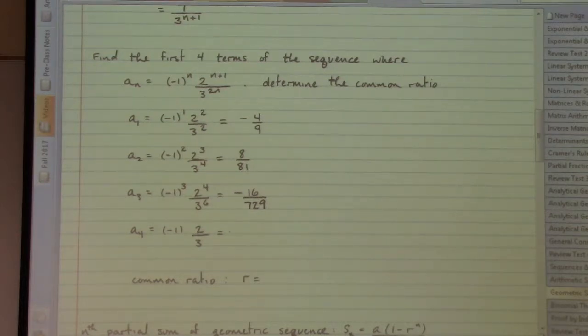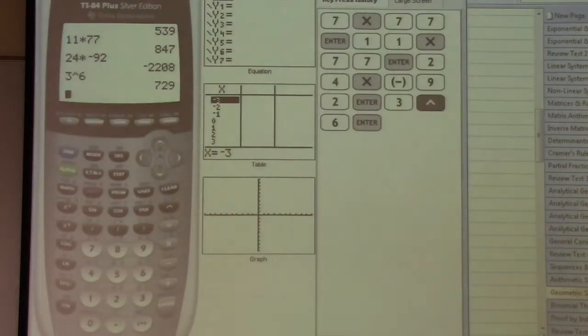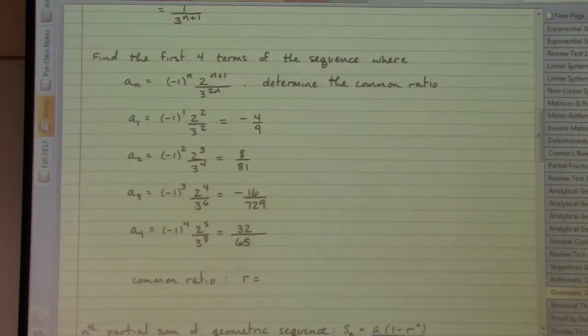And finally, with the fourth term, when n is equal to 4, that means our -1 will have a power of 4, our 2 will have a power of 5, and our 3 will have a power of 8. So this will give us a positive term in this case. That would be a 32 in the numerator, and down in the denominator, again, I'm going to fall back on my calculator, 3 to the power of 8, 6561. So, we've established those four terms as we first were told in our directions to do.